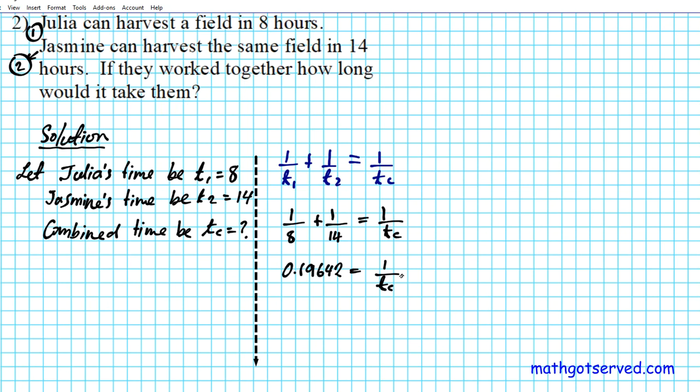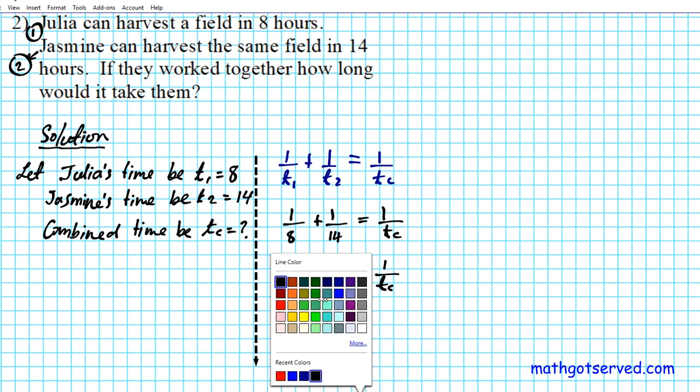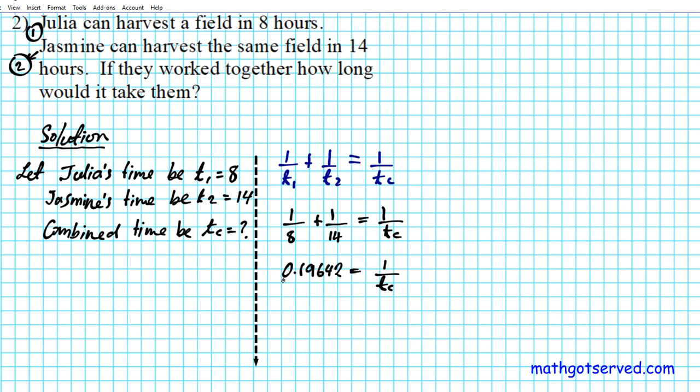Okay, so in the previous example, I reciprocated. In this example, I'm going to use the second method, which is cross multiplication. Alright, so to cross multiply, you just express the number on the left as a fraction, and then the denominator on the right goes to the numerator on the left, and the denominator on the left goes to the numerator on the right. So when you cross multiply, you are going to have 0.19642 times the combined time equals 1.